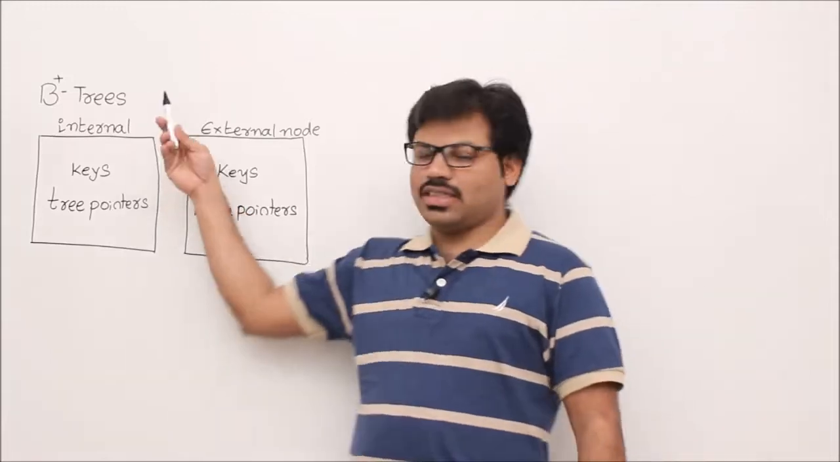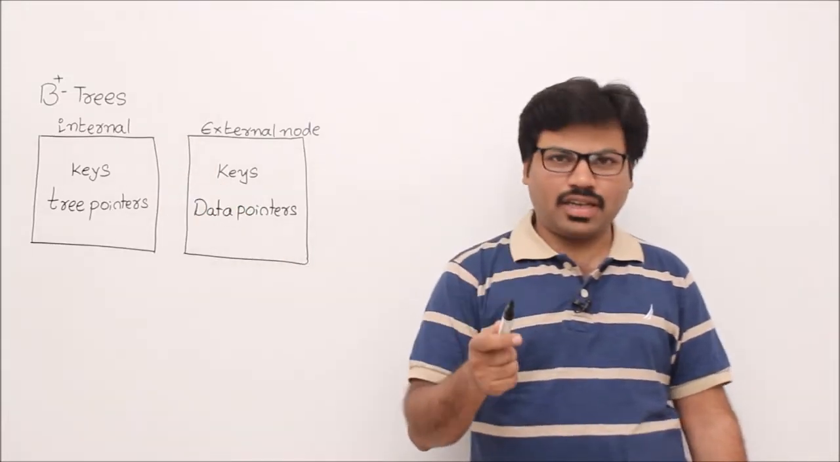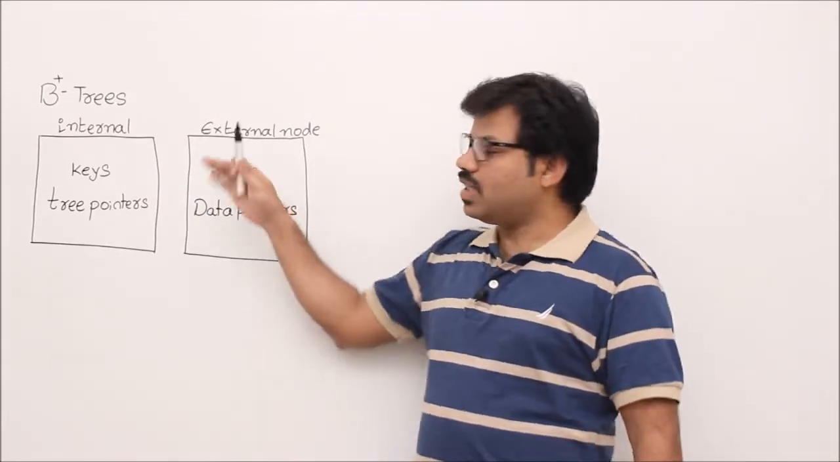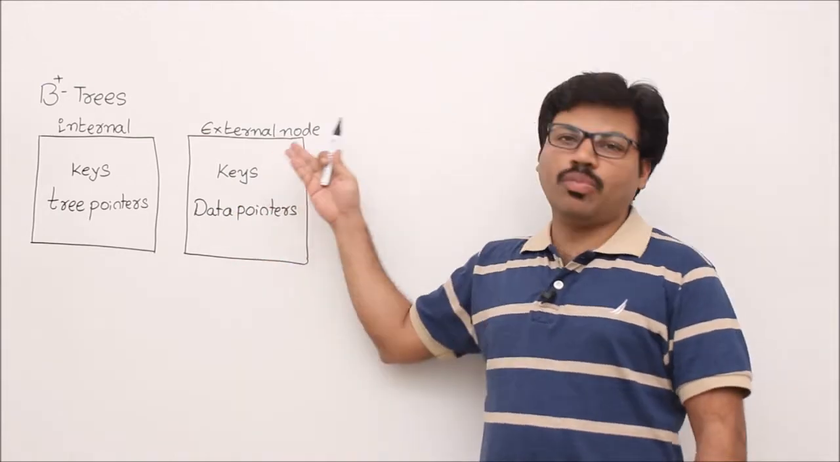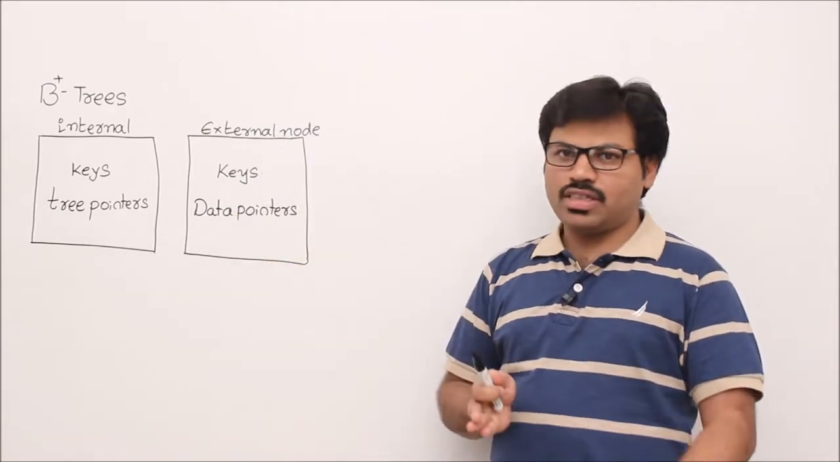Now we'll see B plus trees. B plus trees are a variation of B trees. That means a B plus tree is almost a B tree, but we have some improvements over there. So what are the improvements we will see?